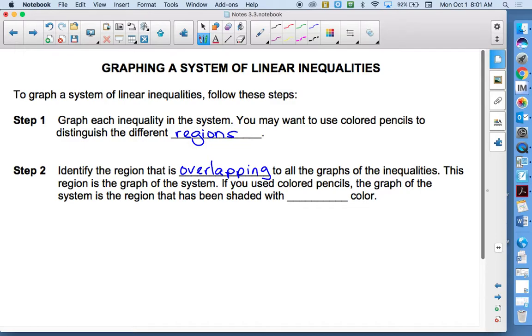If you use colored pencils, the graph of the system is the region that has been shaded with all of the colors, or every color. So if you have a pen and a pencil, you're looking for where that pen and pencil are overlapping. If you have a red pencil and a green pencil, you're looking for where there's two. We're just using two. So again, if you don't have colored pencils, it's okay. If you have a pen and a pencil, that's fine, or a black and a blue pen, whatever. You don't have to use multiple colors either. So I just tend to shade in different directions so I can see my overlap.